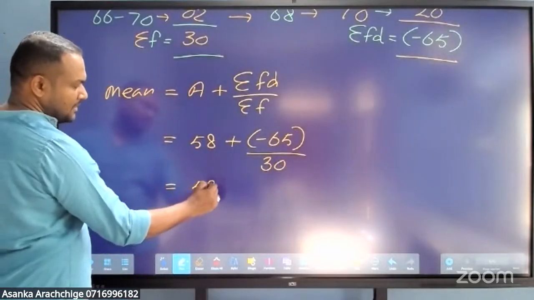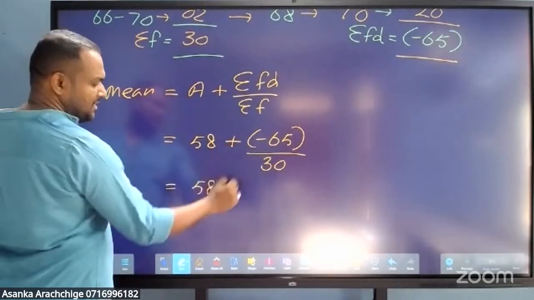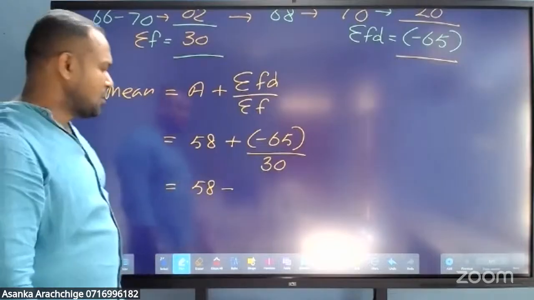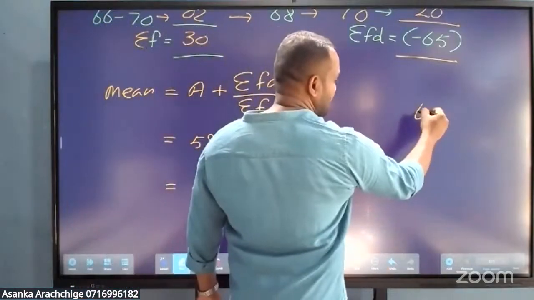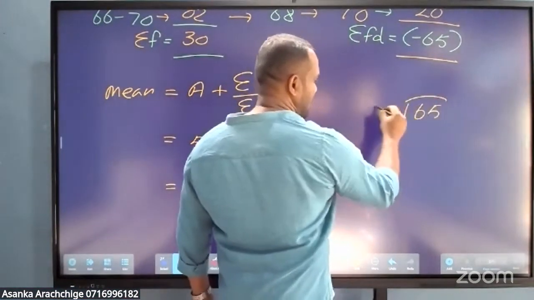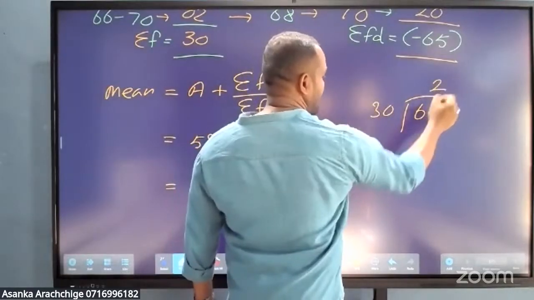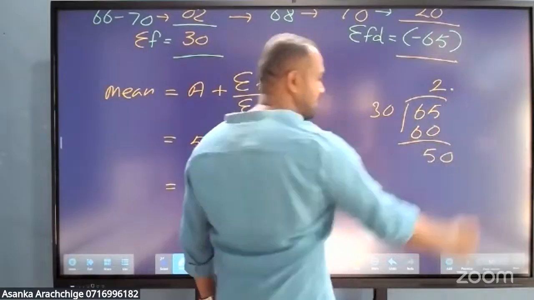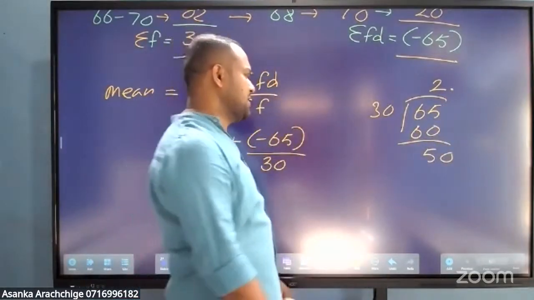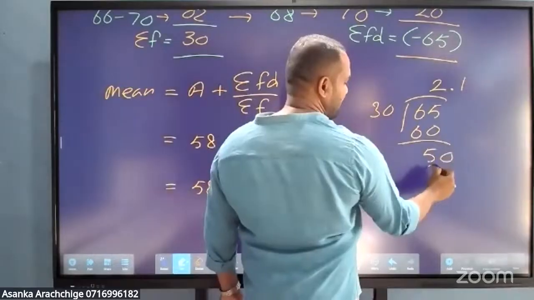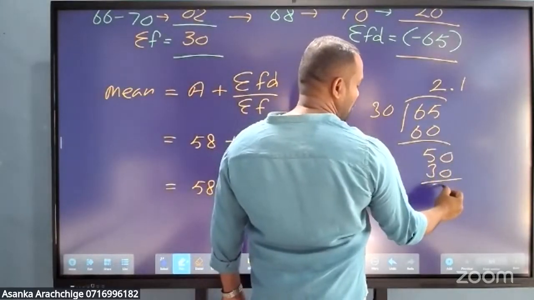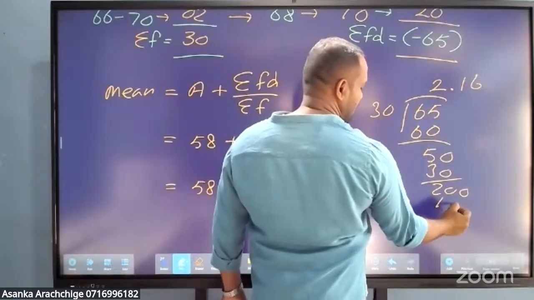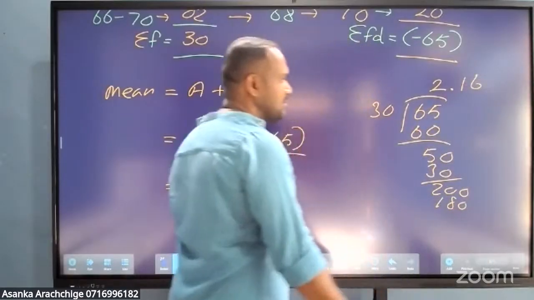58 plus, multiplication minus minus, divide 65 by 30. 65 by 30: 30 times 2, 60. 5 remaining, take a 0, decimal point. 30 times 1, 30. And 20 remaining, 200. 30 times 6, 180.